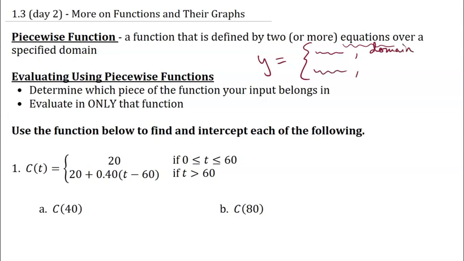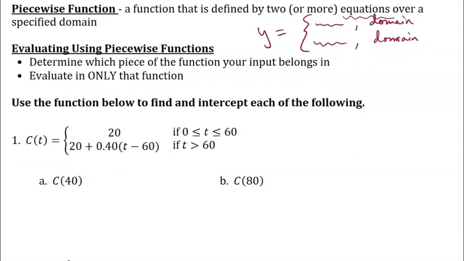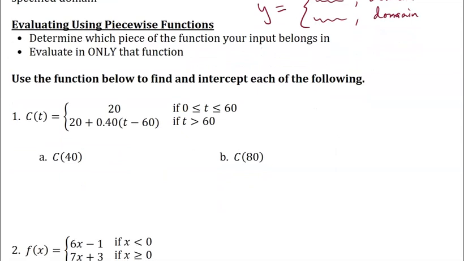And then maybe a second rule and then another specified domain. And these could be written as inequalities, equalities, that kind of thing, or intervals. And there could be multiples of these, but essentially we are looking for a combination of more than one function, but there is only one function total, okay? So let's look first at evaluating piecewise functions, okay?